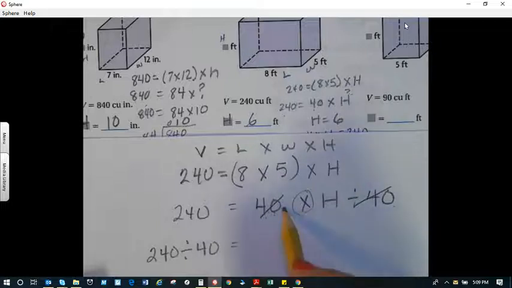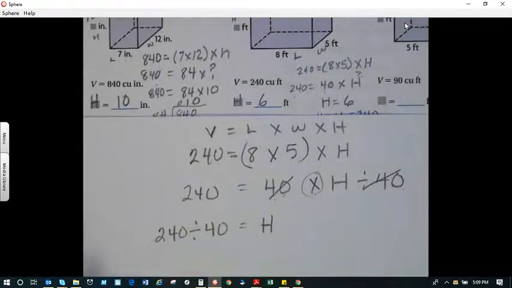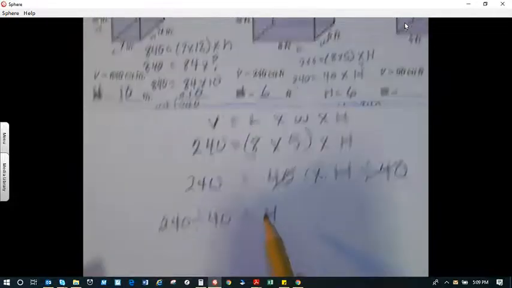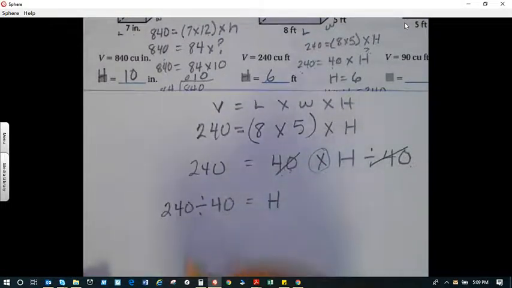So it'd be 1 times h. Well, I already know it's just going to be h. Anything multiplied by 1 is that letter or number. So now I have h equals 240 divided by 40. Now I'm going to do long division, just so that you can see it. 40 cannot go into 2. 40 cannot go into 24. So now I needed to find groups.